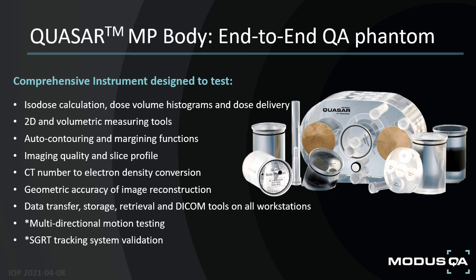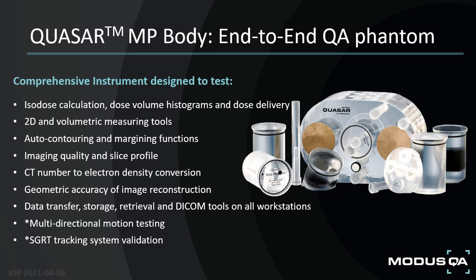It can also validate the CT number to electron density conversion algorithm, and validate the geometric accuracy of its image reconstruction process, along with a multitude of other things such as data transfer, storage, and retrieval of all DICOM tools across all your system plans. And importantly, upon being paired with a QUASAR respiratory motion assembly or the respiratory motion platform, it also has the ability for multi-directional motion testing for motion management protocols, or it can even validate your SGRT tracking systems using the chest wall platform.